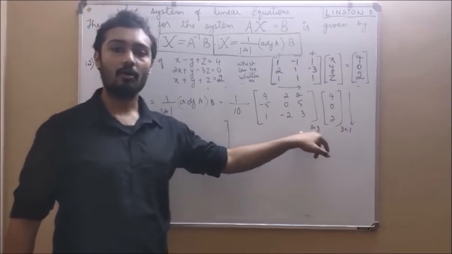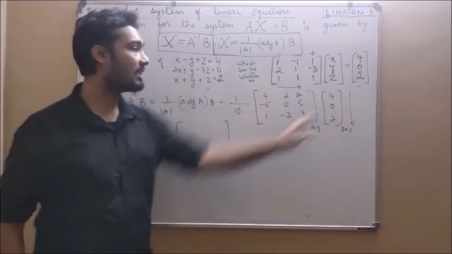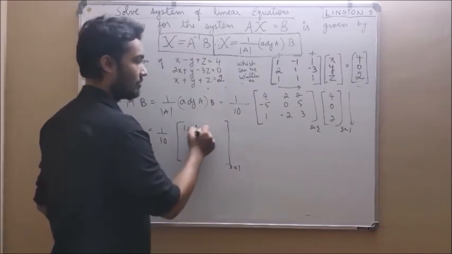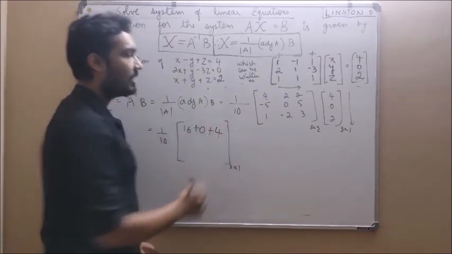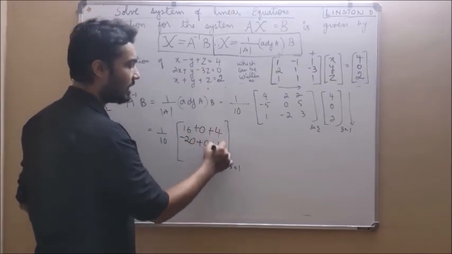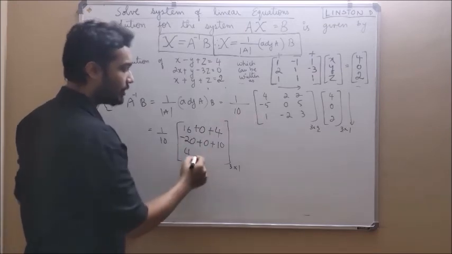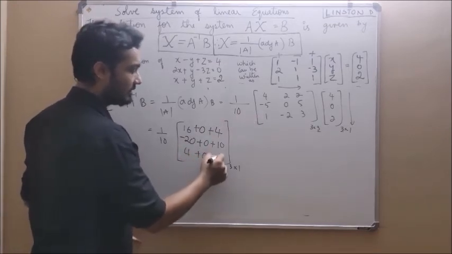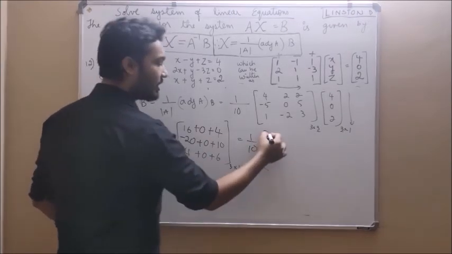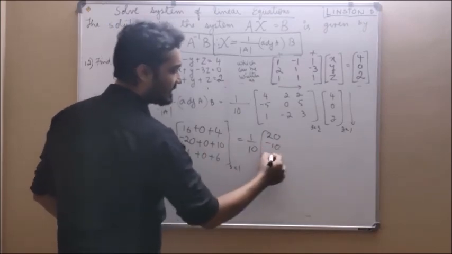The inner dimensions 3 and 3 are equal, the matrix product is of order 3 cross 1. So multiply: 4 4s are 16, 2 zeros are 0, plus 2 2s are 4. Next, minus 5 4s, minus 20, plus 0, plus 5 2s are 10. Next, 1 4s are 4, minus 2 0s, 0, plus 3 2s, plus 6. So this value is 1 by 10 into 16 plus 4 is 20, minus 20 plus 10 is minus 10, 4 plus 6 is 10.